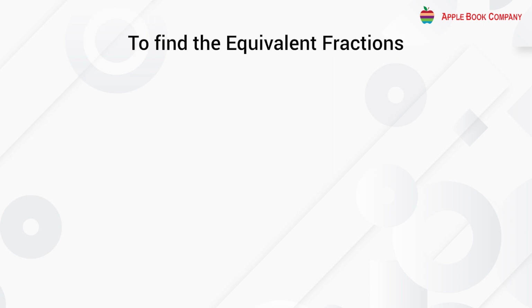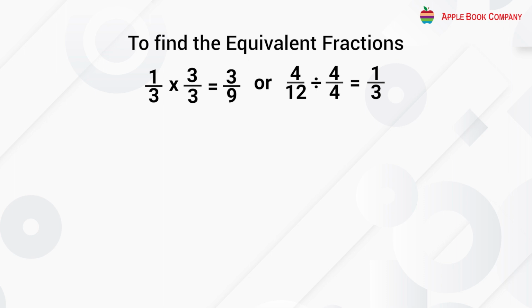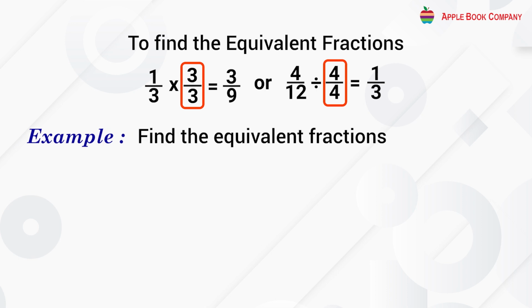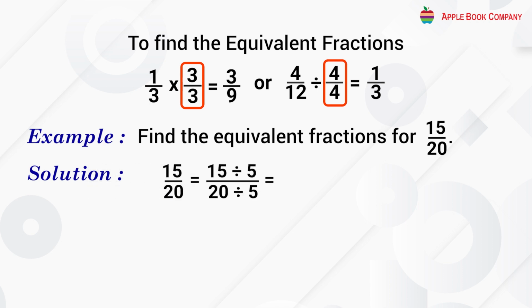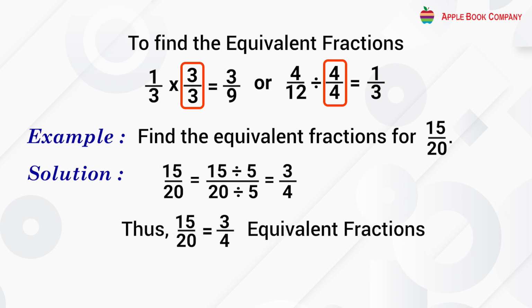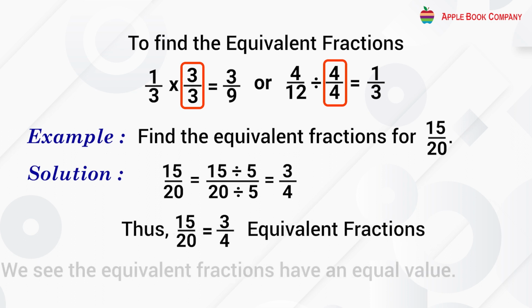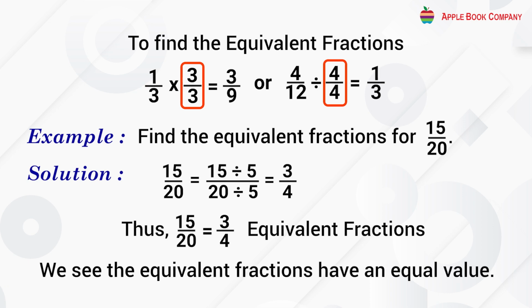To find the equivalent fractions, we must multiply or divide the numerator and denominator in the fraction by the same number. Now let's see an example. Find the equivalent fraction for 15 by 20. Solution. We divide both the numerator and the denominator by the number 5. So we get 15 divided by 5, the numerator becomes 3. And denominator 20 divided by 5 becomes 4. So we get 3 by 4. Thus, 15 by 20 is equal to 3 by 4. These are equivalent fractions. From the above example, we see the equivalent fractions have an equal value.